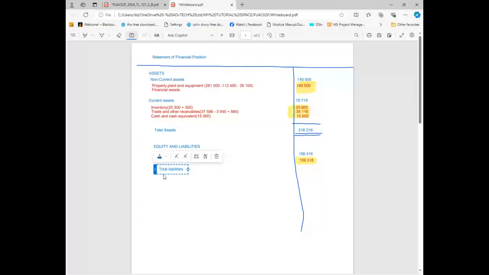And then under total liabilities, let me start to put it in line here. And then we have got non-current and current. So firstly, I'm going to write non-current here. Non-current liabilities.